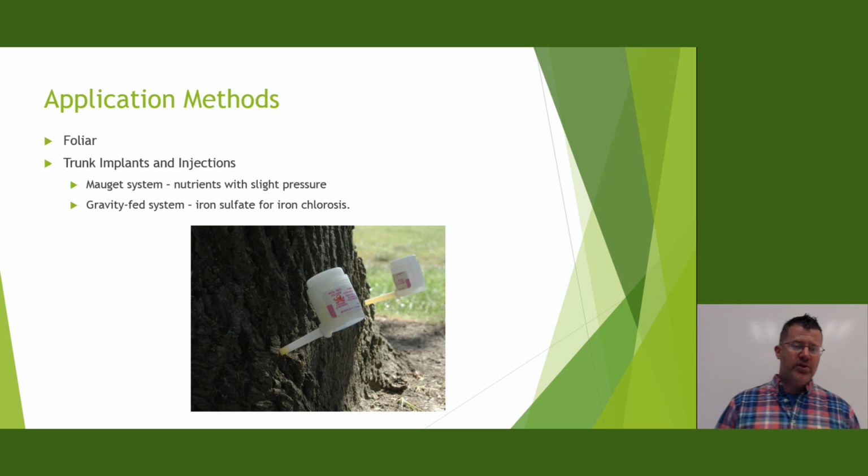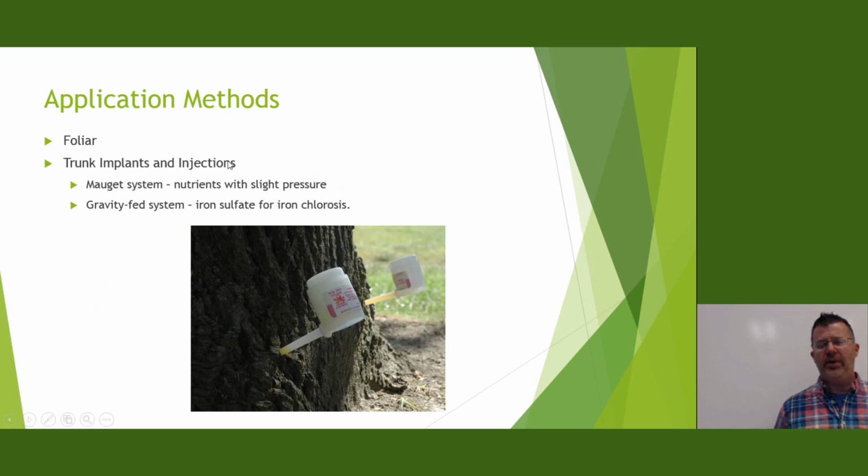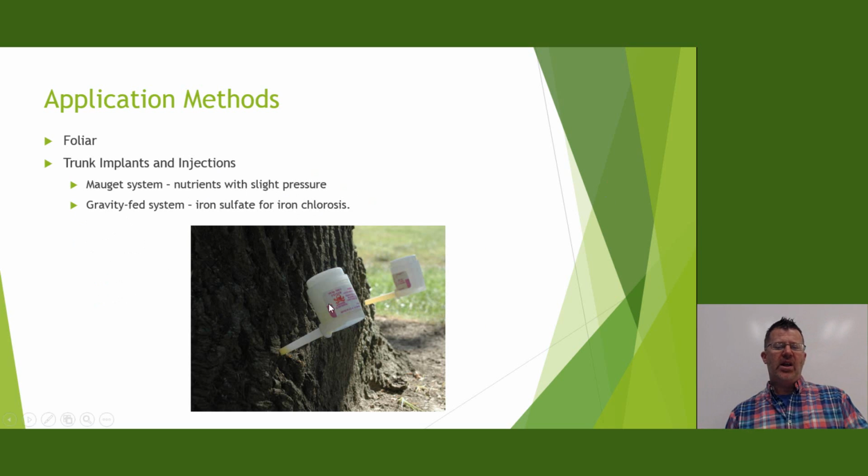Here we have the Mauget picture, and this is the Mauget system, delivering nutrients with a slight pressure. The gravity-fed system we can use for iron sulfate, for iron chlorosis. We see a lot of this right here, and I've put some good YouTube videos on the Blackboard portal so you can see how to install one of these Mauget systems. And then we can also do foliar applications, where we're spraying our fertilizer up into the canopy of the tree.